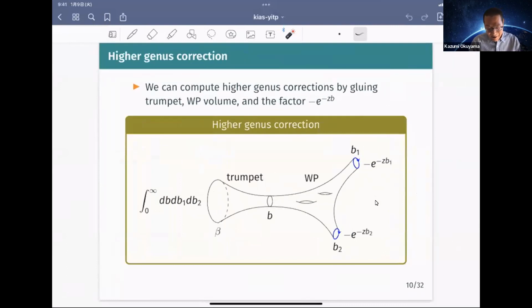Gluing these building blocks of the trumpet, the Peterson volume, and the boundary factor coming from the branes, we can compute higher genus corrections. Here is an example of the computation for the genus 2 correction to this amplitude. We glue the trumpet and the Peterson volume and attach this exponential factor coming from the branes. And finally, we integrate over the length of the geodesic boundaries. In this way, we can, in principle, compute various amplitudes by just gluing these building blocks.